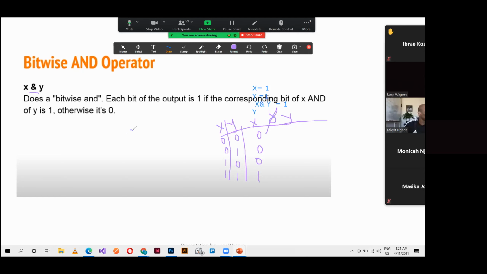So in our example that we have been using, a 3 and a 2, our 3 is 1, 1. Our 2 in binary, using the same conversion I showed you, is 1, 0. So if we AND this, this one gives us a 0. This one gives us a 1. So 3 and 2 should give us a 2.